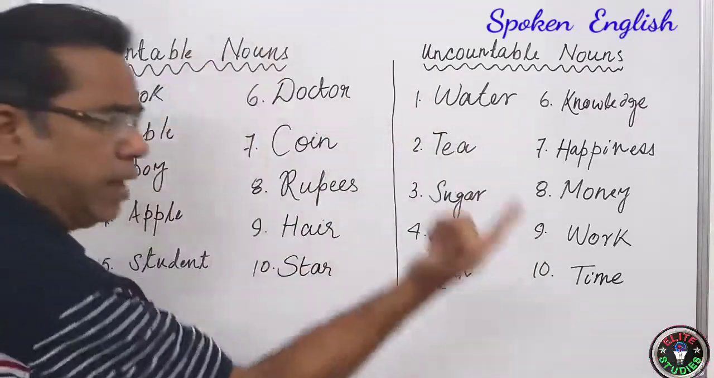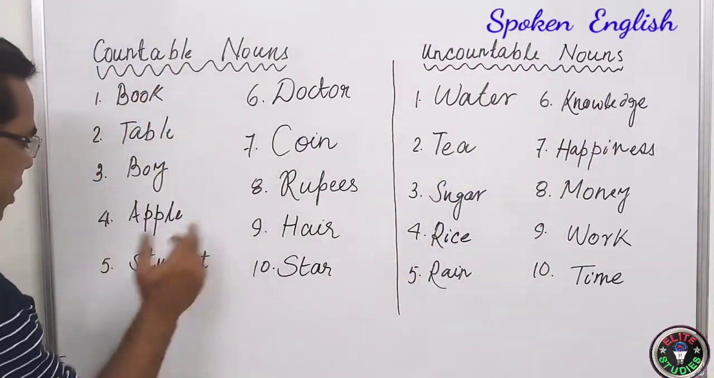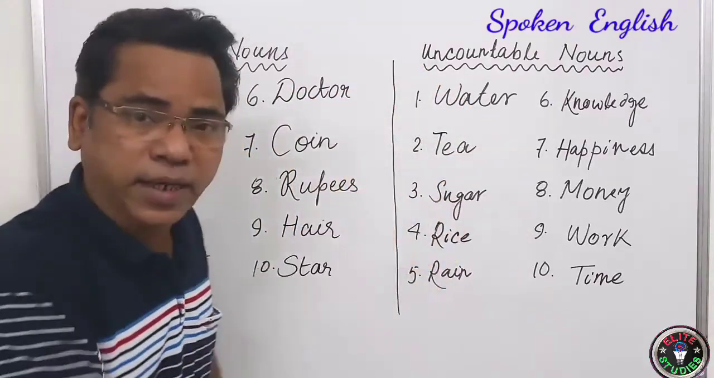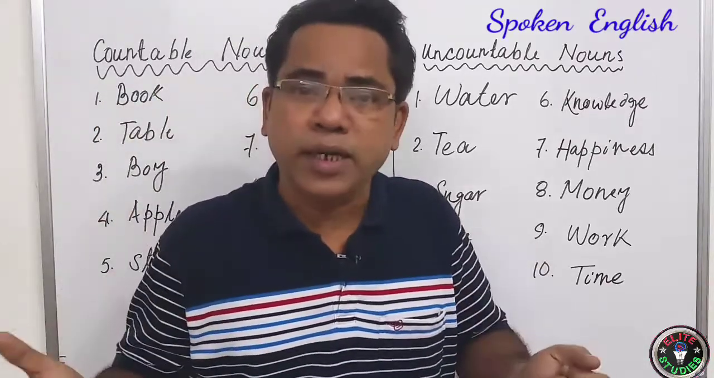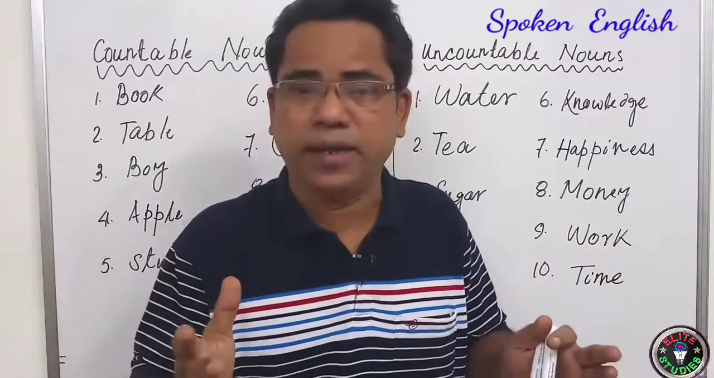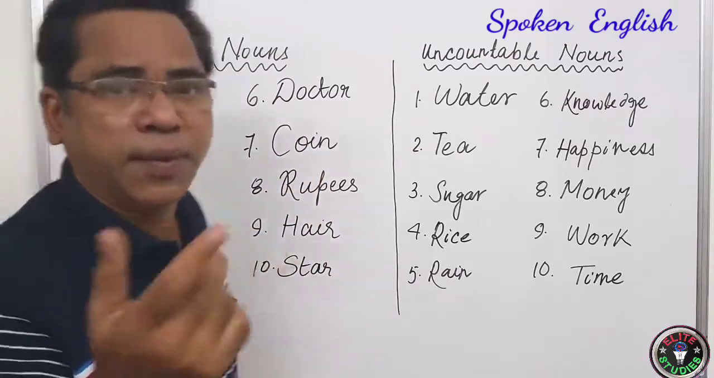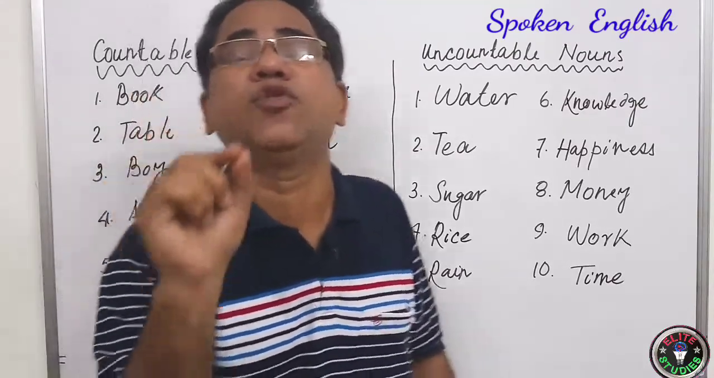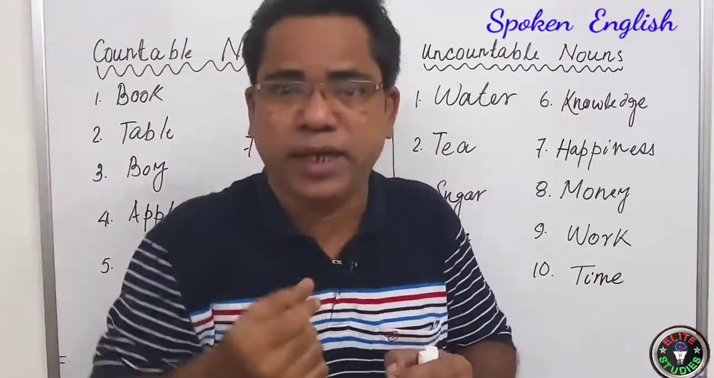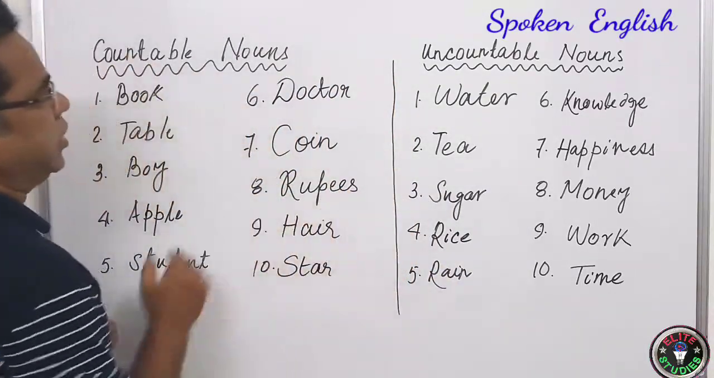Now here: table, tables, 1 table, 2 tables, 50 tables. Now boy, boys, apple, apples, student, students, doctor, doctors, coin, we can say coins. We can say there are 2 coins. I have many coins. How many 25 paisa coins do you have? I have many coins. Like this, rupees. Rupees also we can count. 25 rupees. I told you, where you can place a figure like 25, 2, 3, 4, 1000, I have 1000 rupees. So you can count rupees. Understood?